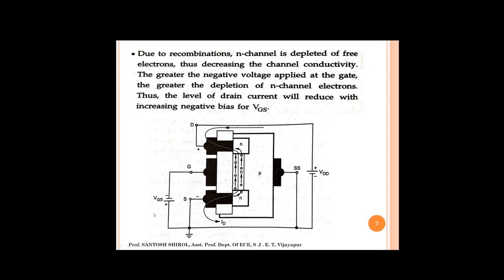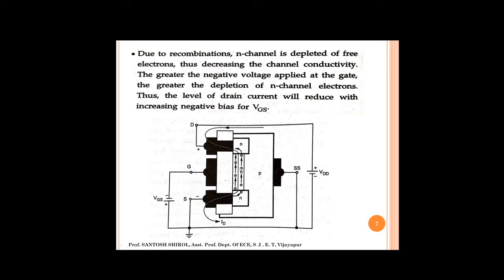What is the difference when we give VGS negative voltage? What happens is, this negative terminal of the battery again will be producing electrons, which will be coming over here, and these electrons in the gate will be exerting a repulsive force on the electrons that are moving in the channel.